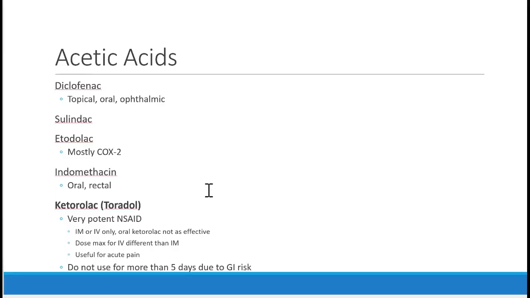Not all patients will even need it. Some patients can just go straight to oral ibuprofen and be just fine. But it is a nice option to have because it's potent. It's not an opioid. And you can avoid the GI tract if your patient's NPO.